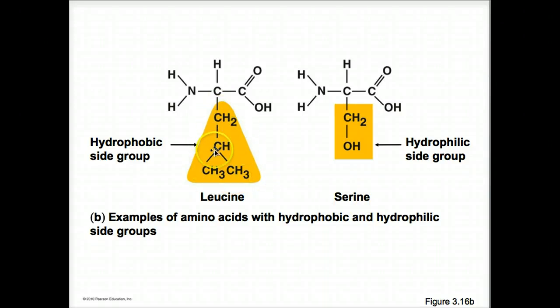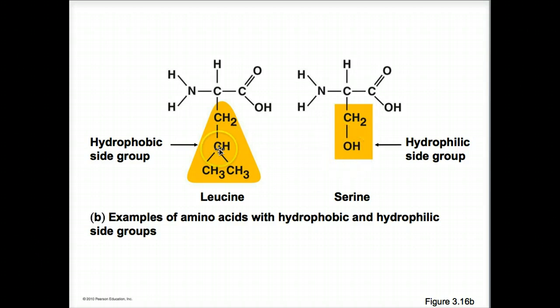This is a long chain of hydrocarbons. So that means what? It's hydrophobic. Does it like the water? No. This is a hydrophilic side group, and it's hydrophilic because it has an oxygen right here. Does it like the water? Yes, it does. So what happens? This amino acid is going to want to stay away from water. This amino acid is going to want to interact or face water.